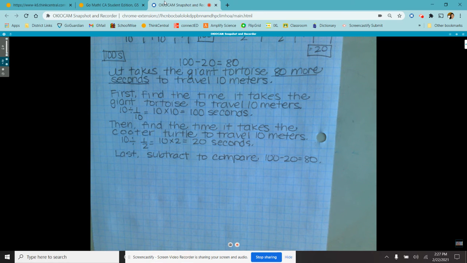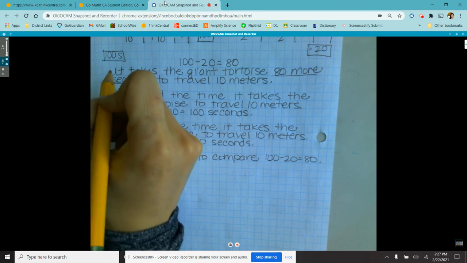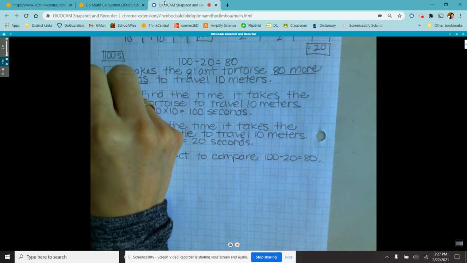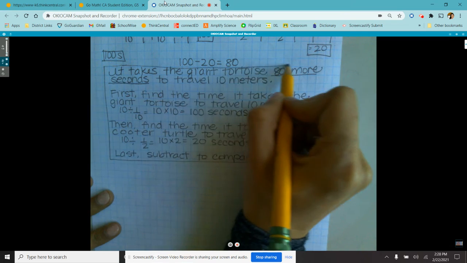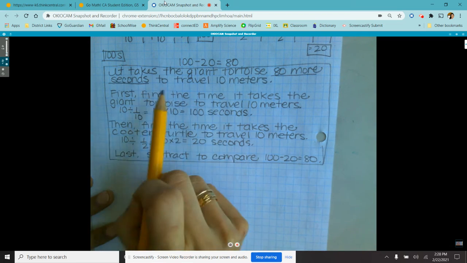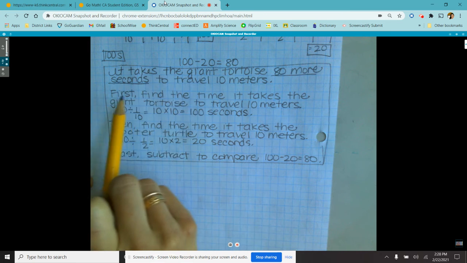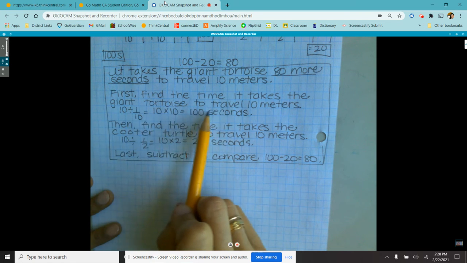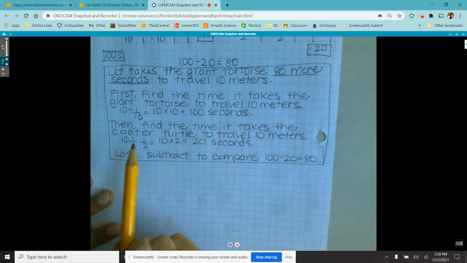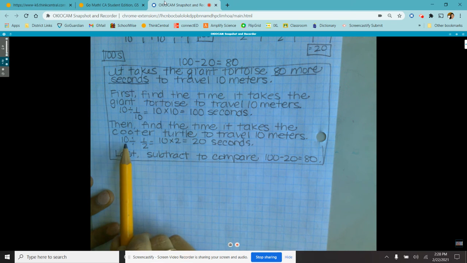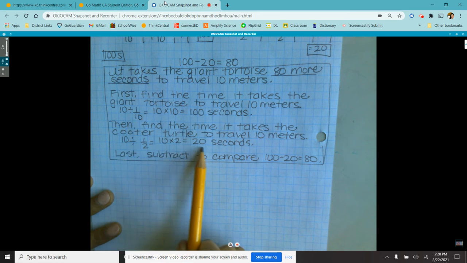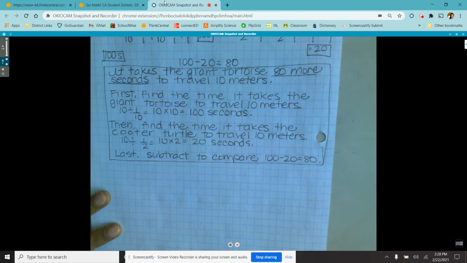All right. So here is part B. Explain how you found your answer. It takes the giant tortoise 80 more seconds to travel 10 meters. First, you find the time it takes the giant tortoise to travel 10 meters. You show your work. Then find the time it takes the cooter turtle to travel 10 meters. 10 divided by half is 20 seconds. And then last, you subtract to compare. All right.